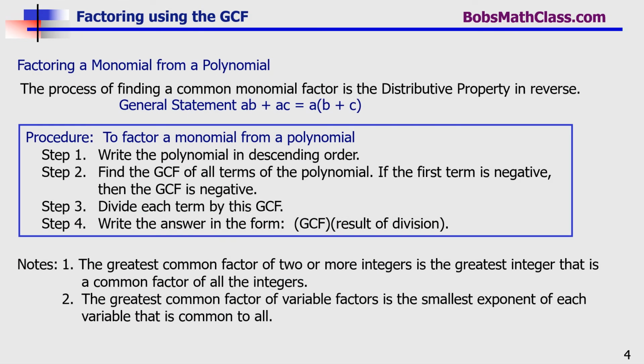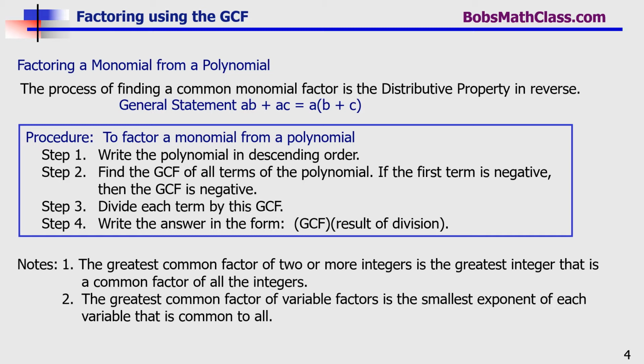Okay, now we're going to get into factoring. What we're doing is the reverse of the distributive property. We're going to use this statement, AB plus AC is equal to A times B plus C. We're going backwards. Here are our steps.